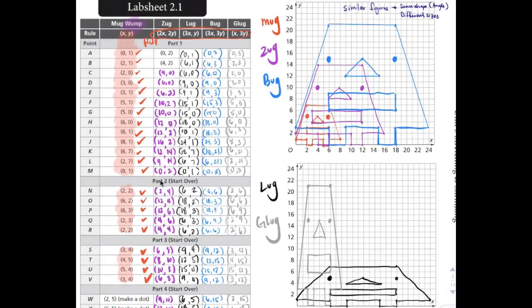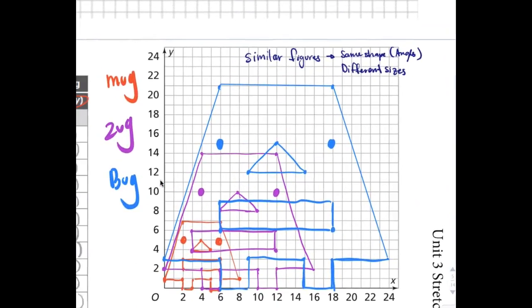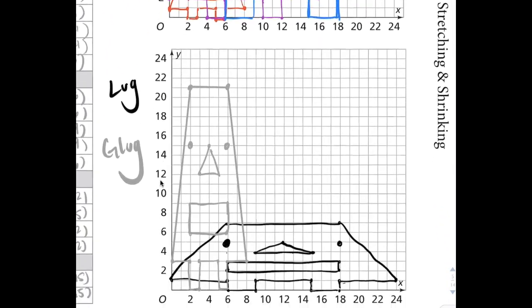All right, so this is what it looks like when it's all done. What we have is mug, zug, and bug, which are similar figures. And I know that they're similar figures because they are all the same shape, but they are different sizes. Down here on the bottom, we've got lug and glug.